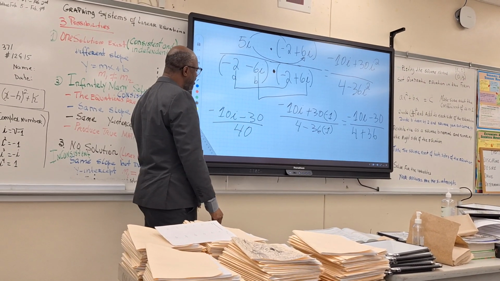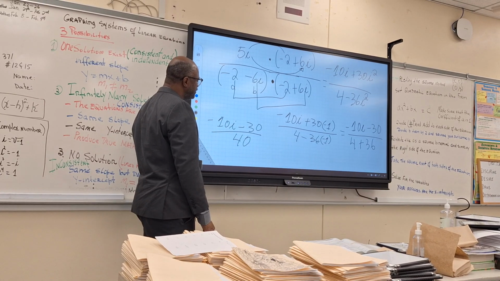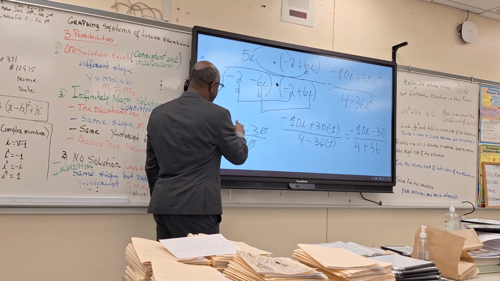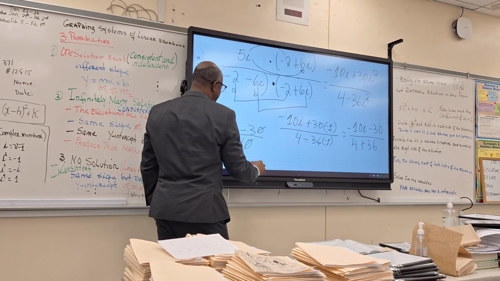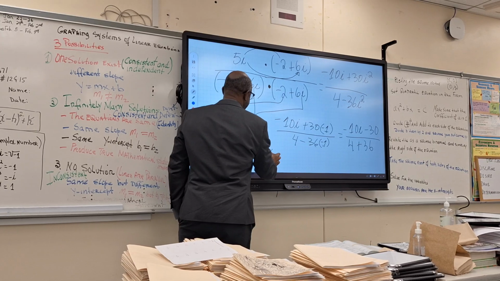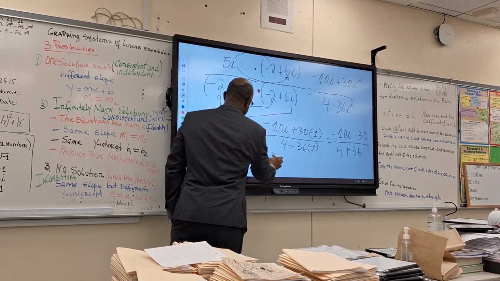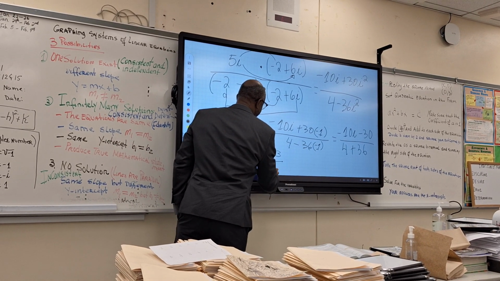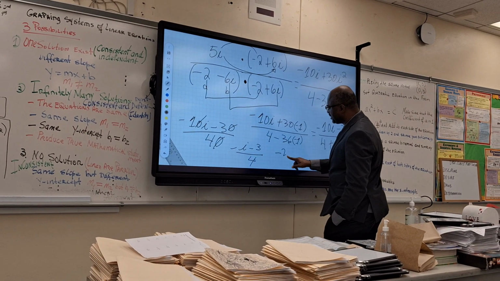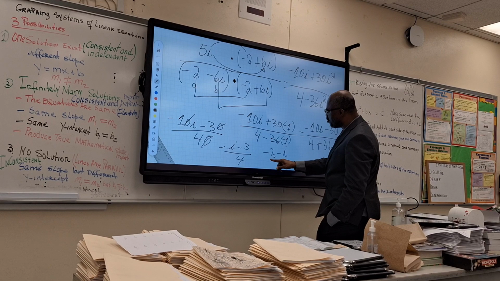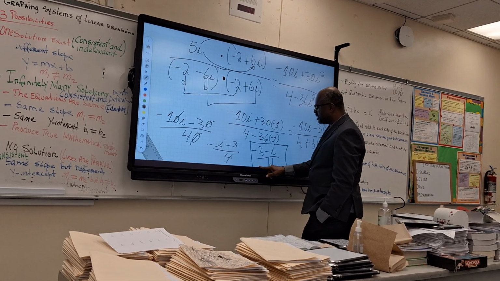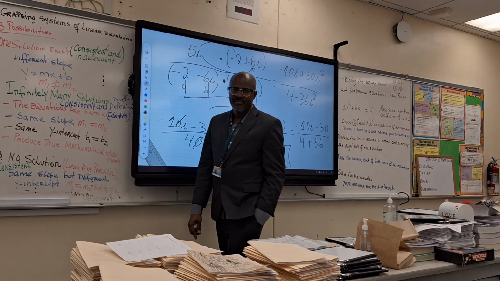What number do you have in common? Easy. 10. I can cancel the 10, cancel the 10, cancel the 10. And my final answer will be what? Negative i minus 3 over 4. Or I can write it minus 3 minus i over 4. That will be my final outcome.